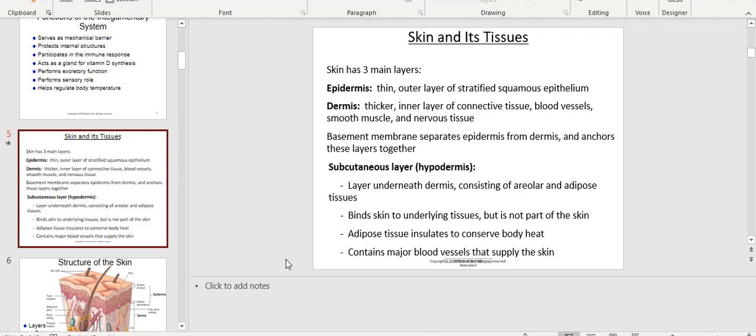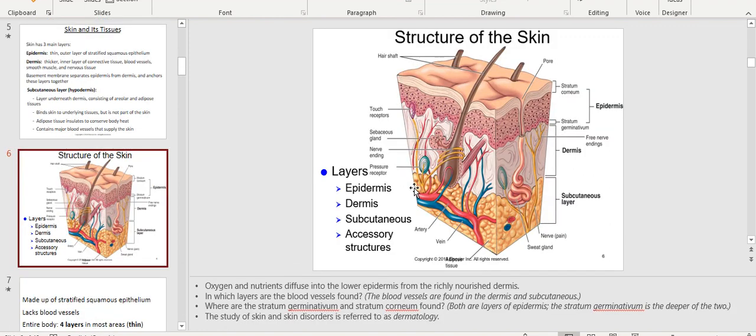It binds the skin to the underlying tissue so your skin doesn't fall off when you turn suddenly. Adipose tissue there insulates, okay, and lots of blood vessels in the skin. And we'll have a look here, okay?